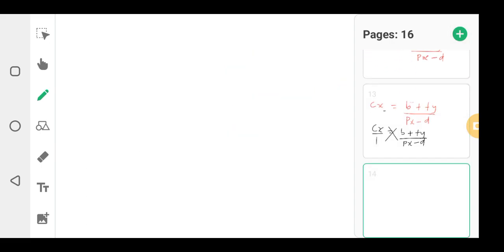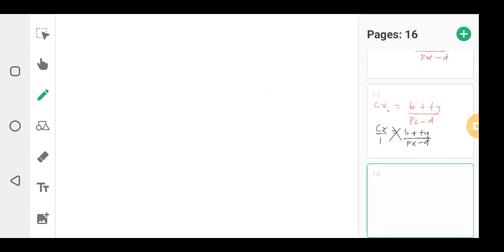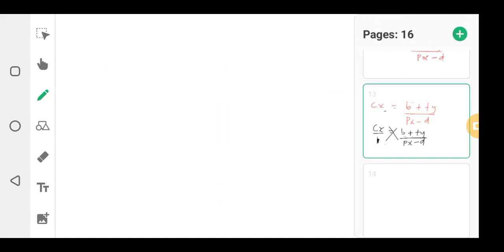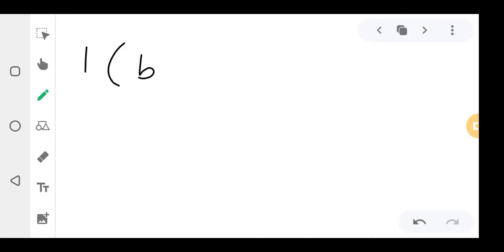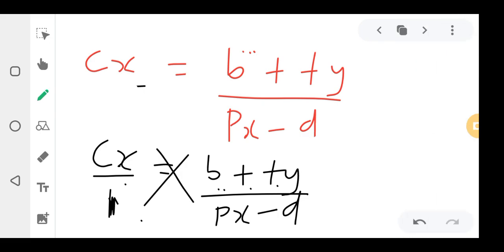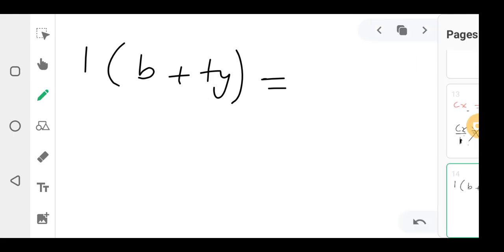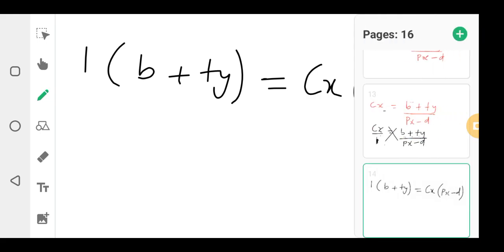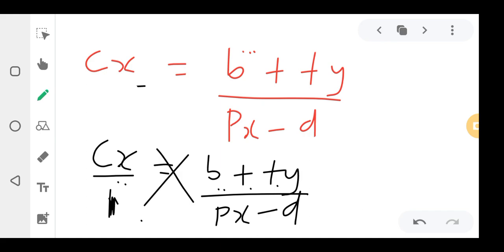So this one here multiplies with b plus ty. So I'll put 1 multiplied by b plus ty is equal to cx multiplying px minus d. Cx open bracket multiplying px minus d. Okay, this cx is multiplying what is down here, px minus d.